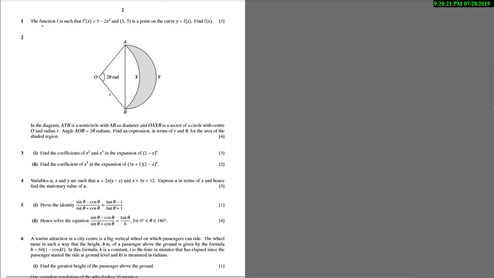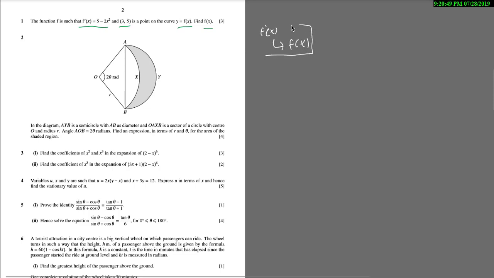What's the question saying? The function f is such that f derivative is 5 minus 2x squared, and (3, 5) is a point on the curve y equals f(x). Find f(x). What the question is asking is that the derivative of f(x) is given, and we need to find what f(x) is.